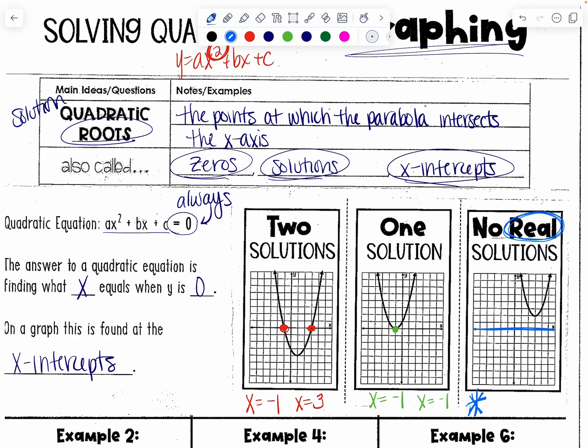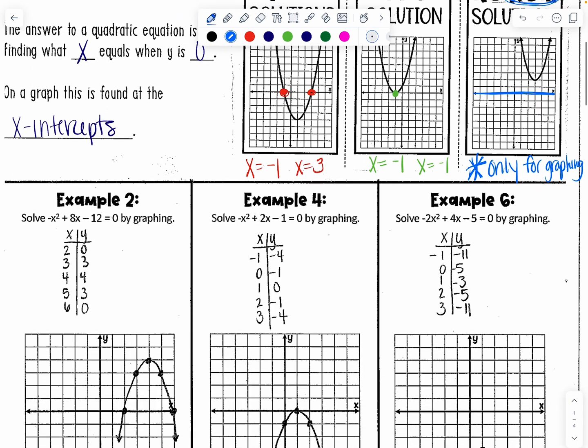But for now, with graphing, we can say this is no real solutions because there's actually an imaginary one. So this is only for graphing that we can say this. If we're solving it algebraically, I'm going to give you those tools to be able to solve equations that would graph and look like this. Okay, so we'll get into that in a couple weeks. But for now, if on a graph the parabola does not cross the x-axis, then we say there's no real solutions.